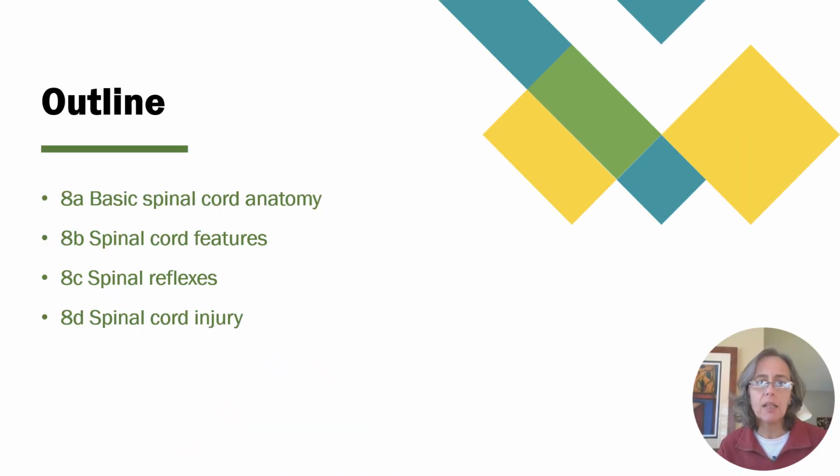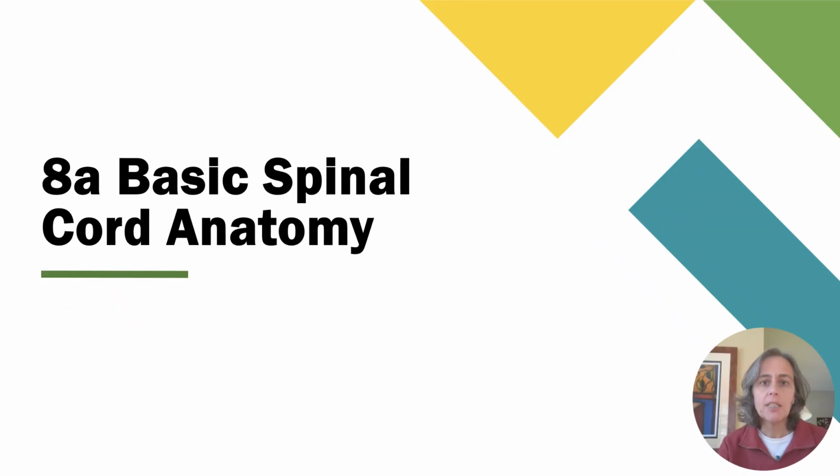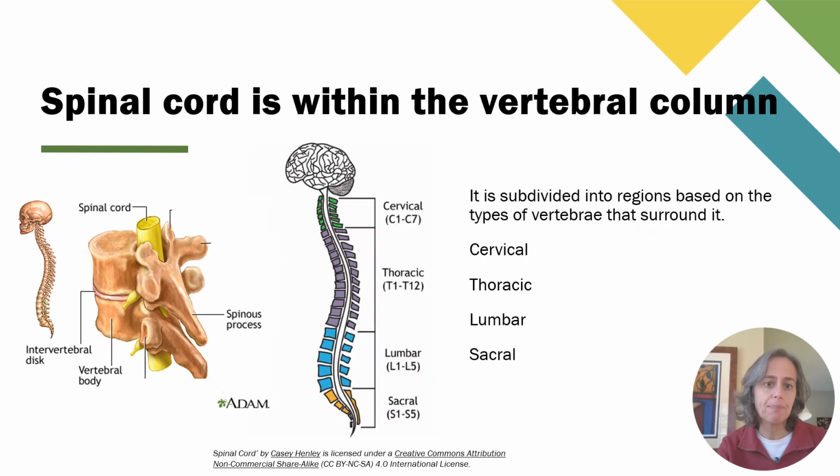So if we look at our outline, in 8A, which is this part of the lecture, we're going to talk about some basic features of spinal cord anatomy, things that may be review for you. And then in 8B, we're going to talk in a little more depth about some features, things that we'll find within the spinal cord itself. And then in 8C, we're going to talk about spinal reflexes, two main types of them anyhow. And then in 8D, we're going to talk about spinal cord injuries. So let's get started with some basic anatomical concepts for the spinal cord.